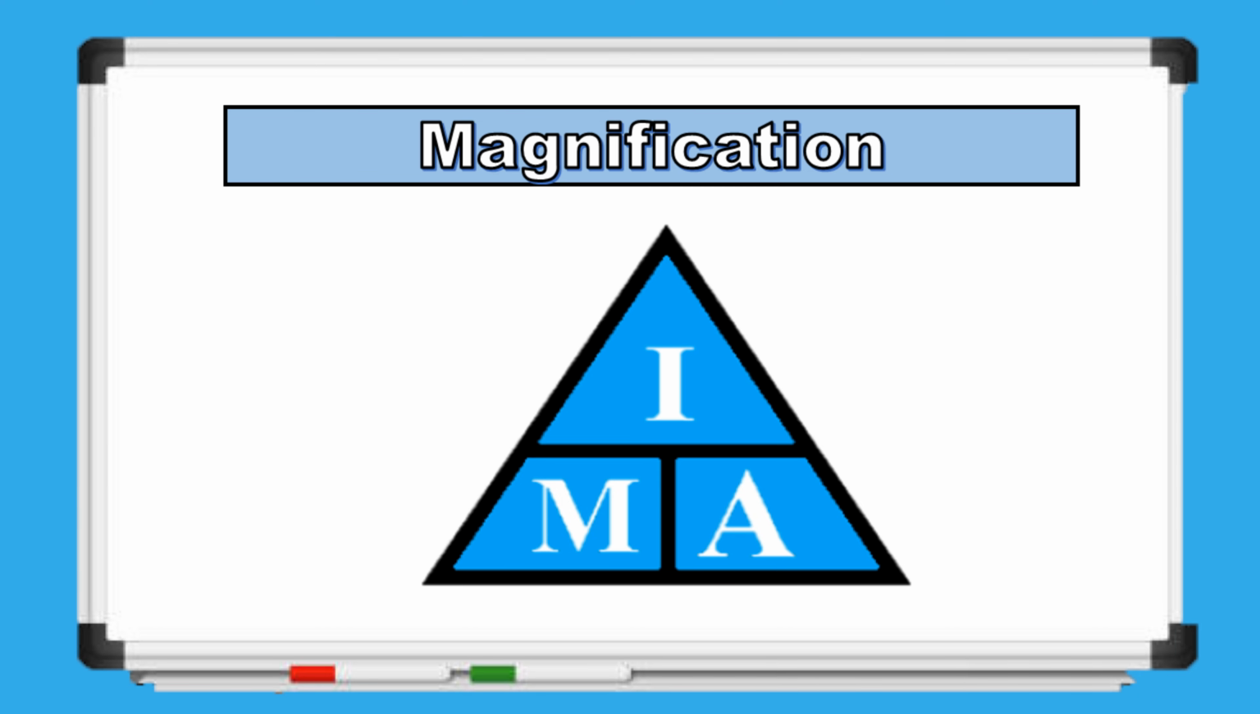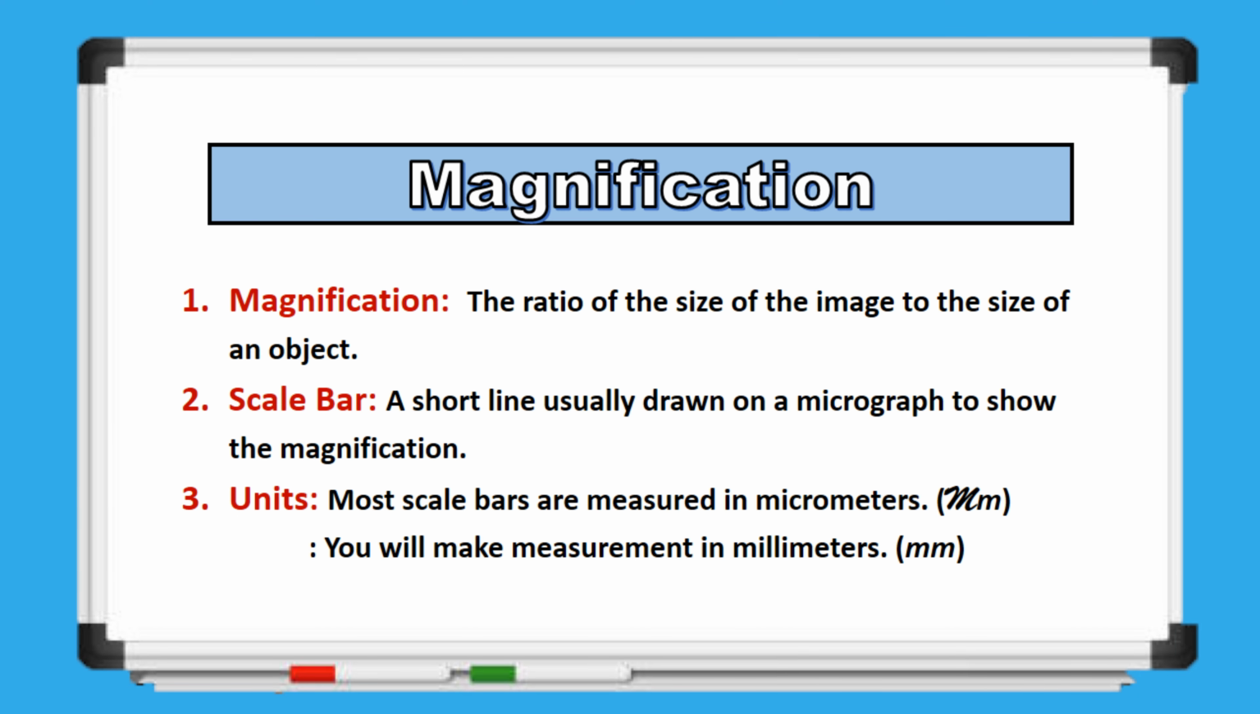Also, in microscopy, 3 key terms to remember are magnification, scale bar, and units of measurement. Just know that the magnification refers to the ratio of the image size to the actual size of an object, indicating how much larger the image appears compared to its true dimensions. A scale bar is a short line placed on an image or micrograph that represents the actual size of the object, providing a visual reference for its true scale.